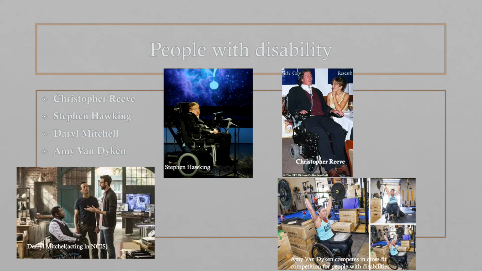I will begin by talking about Christopher Reeve, who was a famous actor in the 1950s and played Superman in several movies. Christopher became paralyzed after a horse riding accident. He was paralyzed from the neck down, meaning he was quadriplegic. He founded a foundation to help improve the quality of life of people who are paralyzed. His foundation has helped and continues to help countless people.